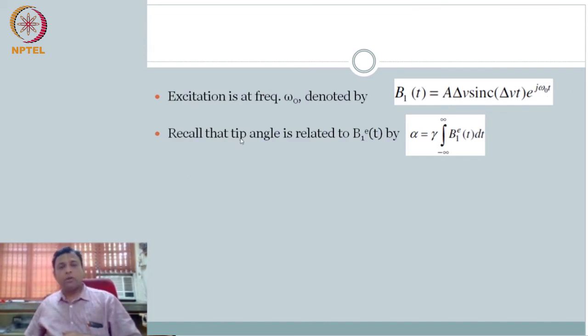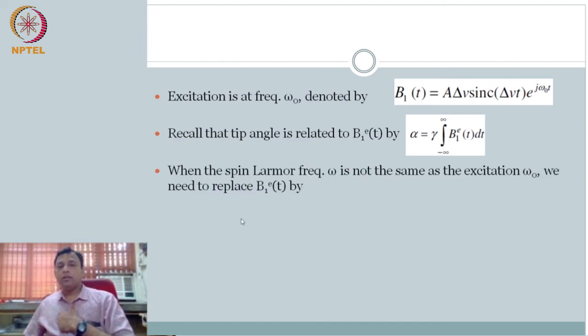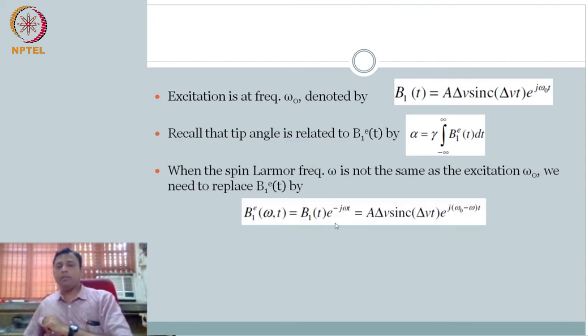Of course, we also talked about relating the tip angle to this envelope of B1 before, right? So now what happens if you have a slightly different frequency than omega naught? When the spin Larmor frequency omega is not exactly the same as omega naught, then we need to replace this with e to the power of j omega t. Essentially, you have a signal which has omega naught minus omega t. So this is my envelope signal, which is in a sinc format. This is what I'm applying in the excitation.